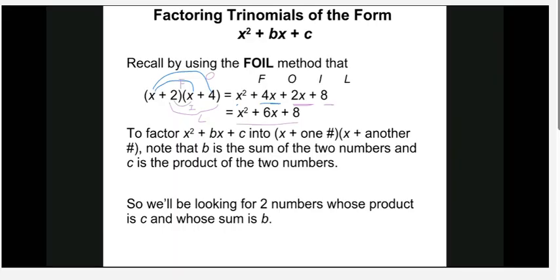Okay, how do I do it backward? If I give you this one, how do you factor it back? That's the one we were talking about. We're going to look for two numbers whose product is c and whose sum is b. So using this form, x squared plus bx plus c.